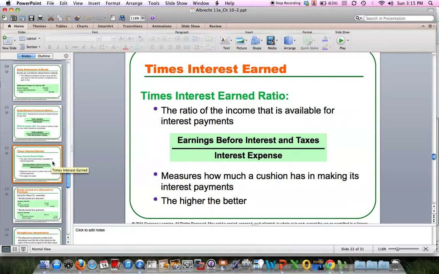Times interest earned is a corporation's ability to repay interest. And the higher this number, generally the better. The ratio of income available for interest payments. And so we look at earnings before interest is paid and before taxes is paid, and we divide that by our interest expense, and that gives me a multiple of earnings higher than interest expense. Okay, and it's basically the cushion we have to cover interest expense. And so the higher this number is, the better.